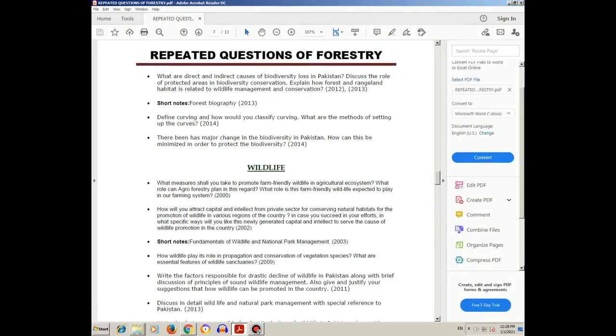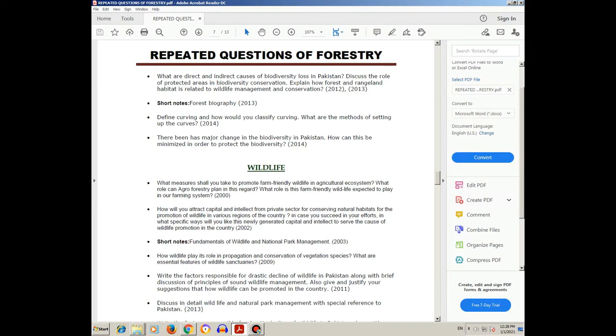What are the direct and indirect causes of biodiversity loss in Pakistan? Discuss the role of protected areas in biodiversity conservation. Explain how forest and rangeland habitat is related to wildlife management and conservation. 2012-2013 Short Notes, Forest Biography.